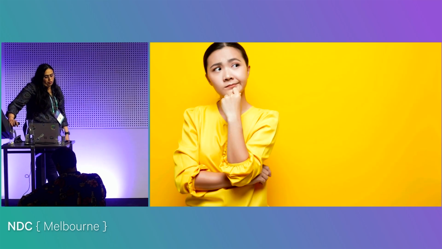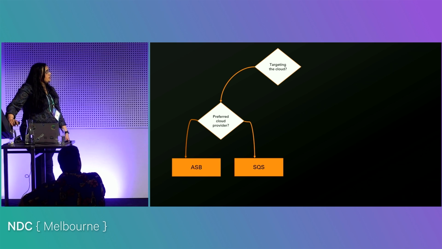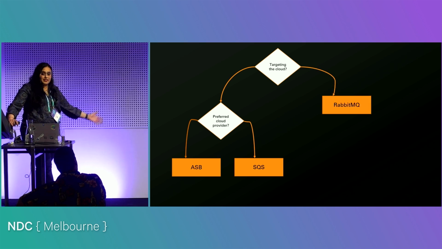So you have picked up all this information. Now, where do you go? How do you start off with deciding what is best for you? The first thing would be considering, are you targeting the cloud? If you're targeting the cloud, what is your preferred cloud provider? Azure Service Bus if you are in Azure, and SQS if you are in AWS. But if you want to go on-prem, RabbitMQ is what you want to watch out for. So this is very simple. You might have a much more elaborate diagram when you're considering other queues. But that doesn't stop there.